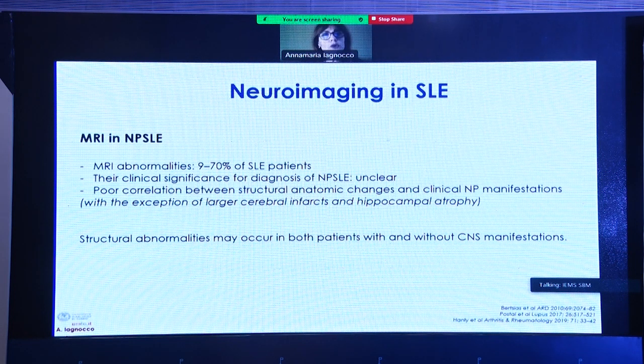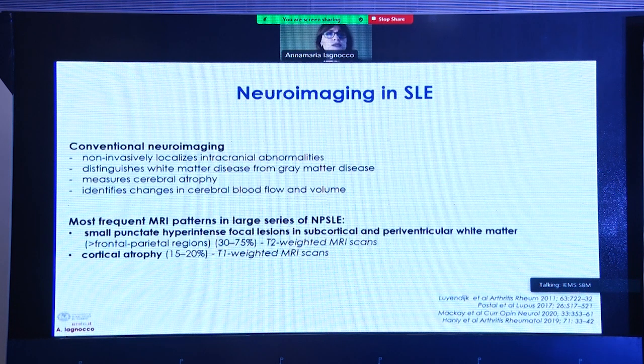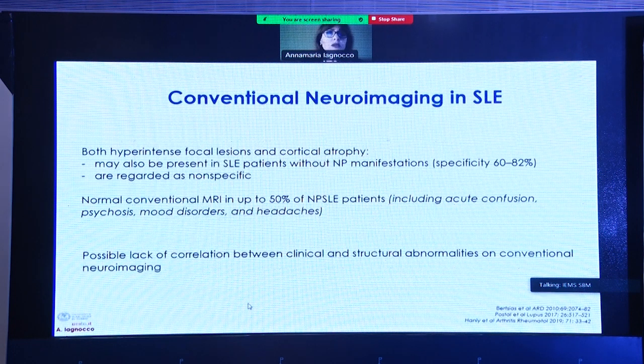the role is not clear because there is a poor correlation between structural anatomic changes and clinical neuropsychiatric manifestations, and structural anomalies can be detected both in patients with and without manifestations of the central nervous system. We have different conventional neuroimaging applications that show the abnormalities, and they can distinguish white matter from gray matter diseases. It also measures cerebral atrophy. And the most frequent MR patterns are small focal hyperintense lesions in subcortical and periventricular white matter and cortical atrophy.